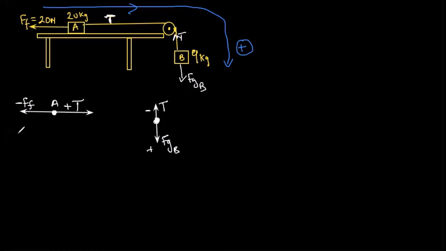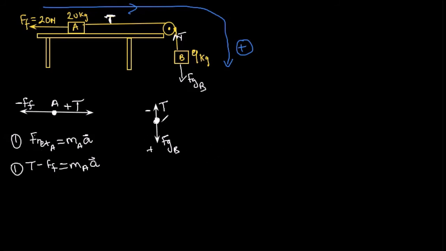So for body A, I will call that equation number 1. For equation number 1, we know that F net for A is equal to mass of A times the acceleration, which is therefore equal to, in this case, positive tension minus the force of friction, put it with its negative like that, equals mass of A times the acceleration, and that's equation number 1.